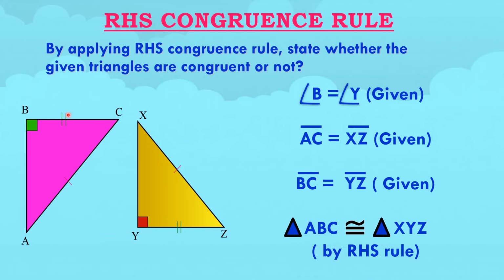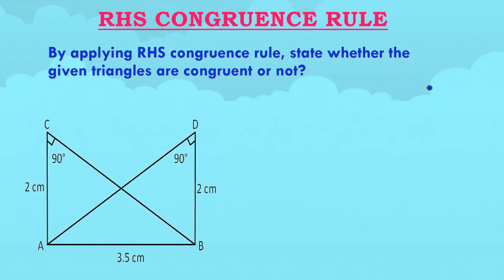The third condition, BC is equal to YZ. So these two are equal. So all the three conditions are fulfilled. So yes, we can say that triangle ABC is congruent to triangle XYZ by RHS rule. Now here comes the next question in which you again have to apply the RHS congruence rule and state whether the triangles are congruent or not.